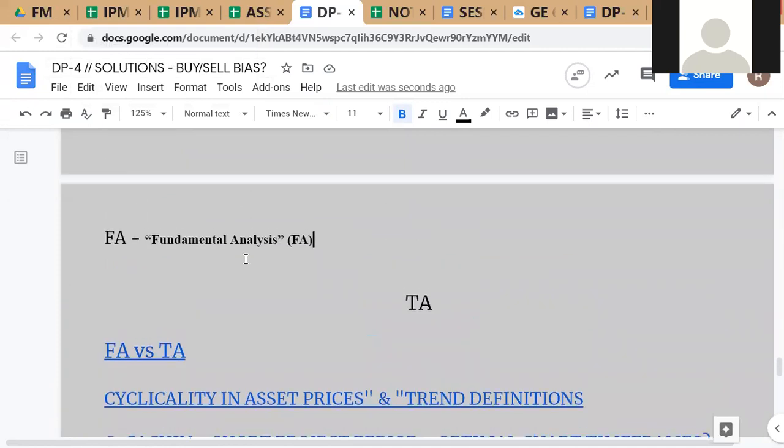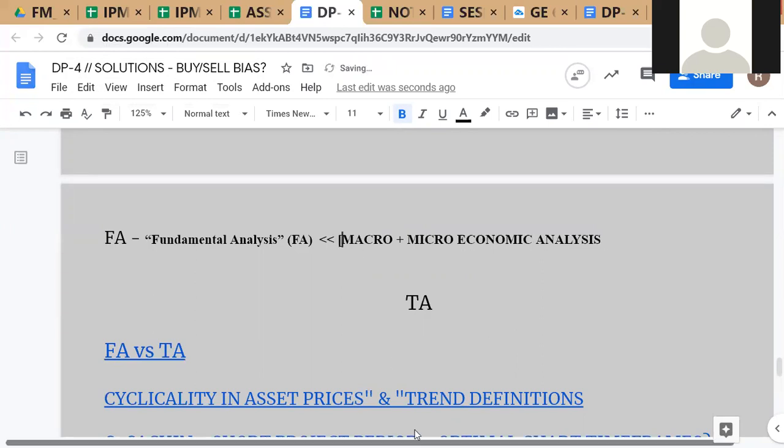Okay, so FA, fundamental analysis. Essentially, I'll just give you a broad idea, and then you'll find more detailed notes. This is basically macro plus micro. Let's say micro is sectoral. Micro includes the idea of firm level data also. You did your microeconomics, all the marginal cost and all that. So macro plus microeconomic analysis, plus also political analysis. Everything is included in FA.